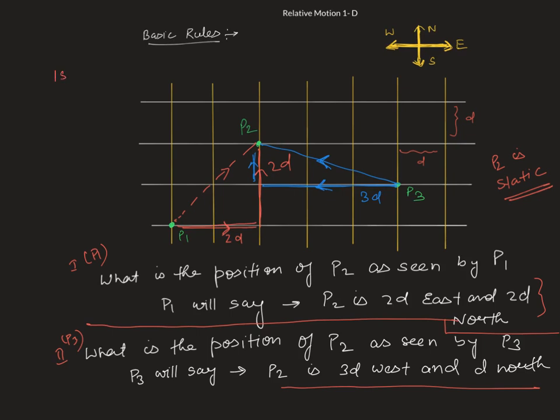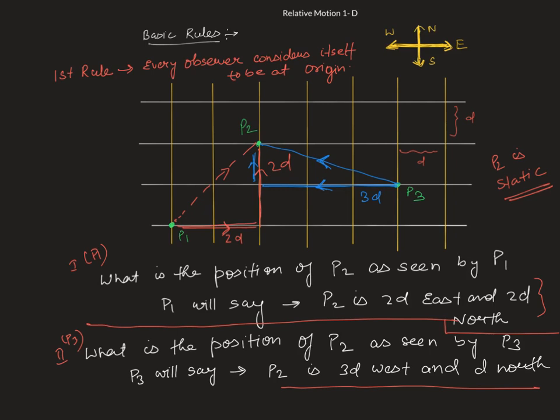The first rule, that every observer considers itself to be at origin. And this is very important.